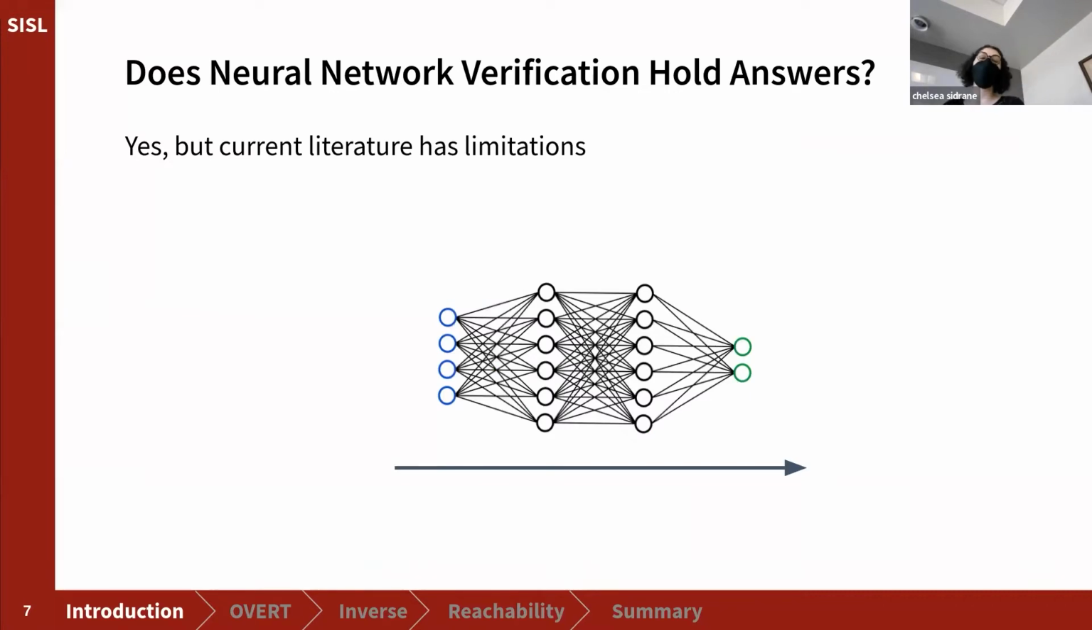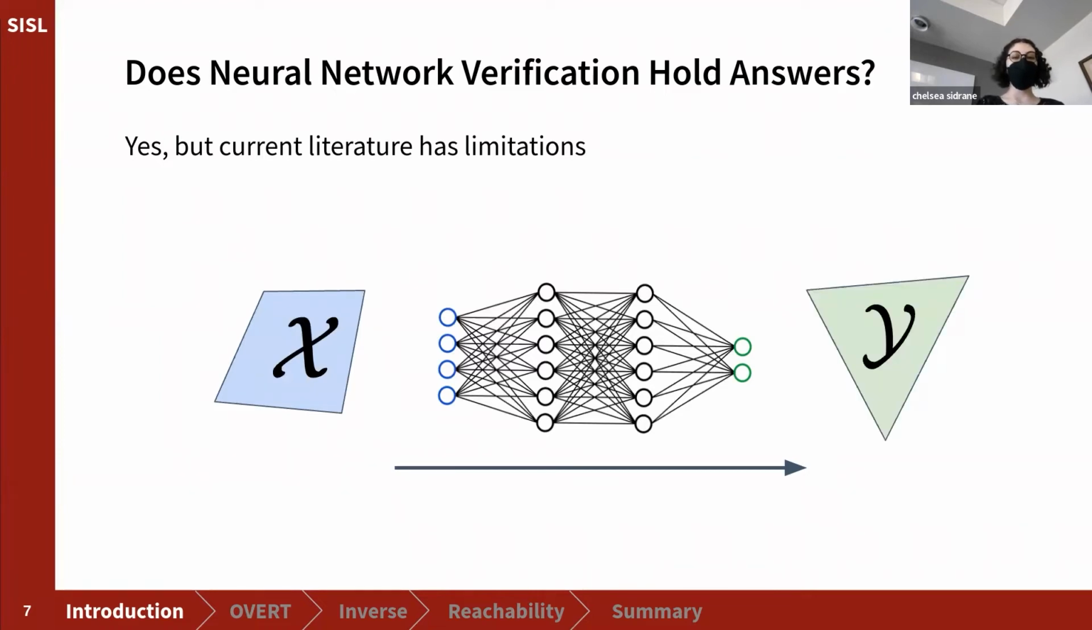However, the current neural network verification literature has its own limitations. Generally, verification is always with respect to a specification. For current neural network verification approaches, this means that we have to specify the input set and the set that we'd like the outputs to remain within. But if your network is part of a complicated real-world system involving nonlinear functions, like for example, if it's driving a car, specifying these sets X and Y may not be straightforward, and the sets may change over time.